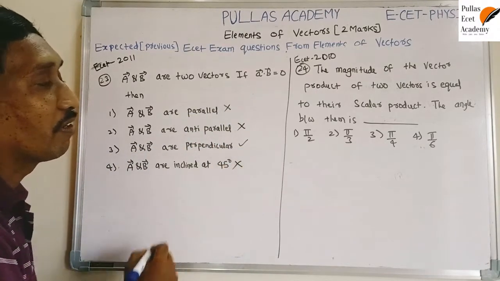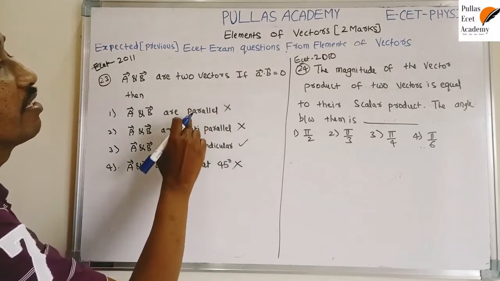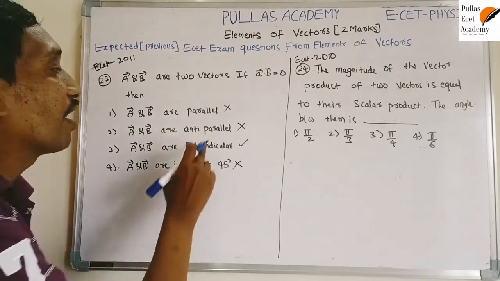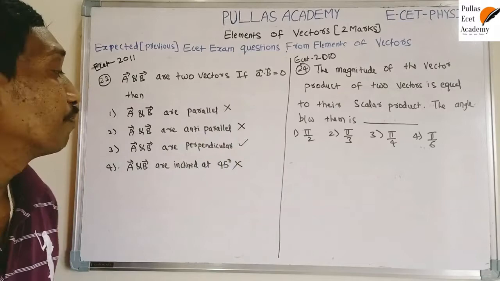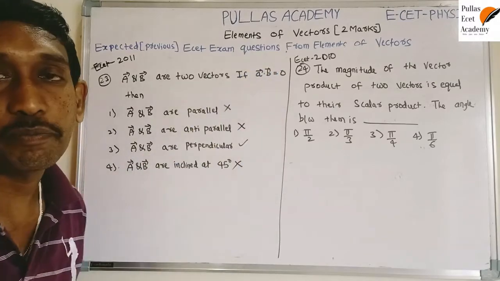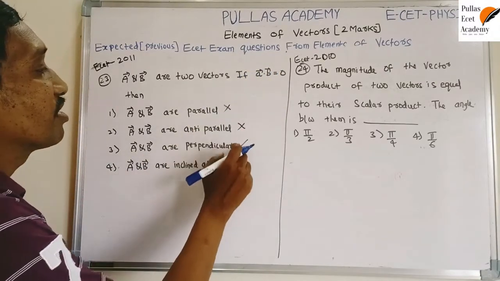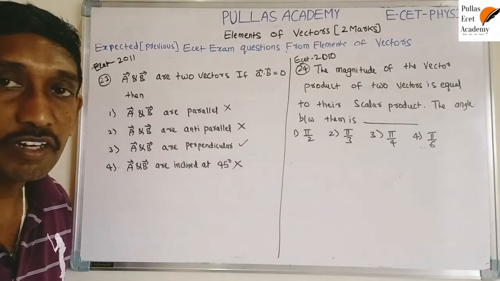The others are also wrong. If they are parallel, it gives the maximum value. If they are anti-parallel, it gives a negative value. If they are perpendicular, it gives 0. These are the properties. That is which is correct here. The third option is correct.